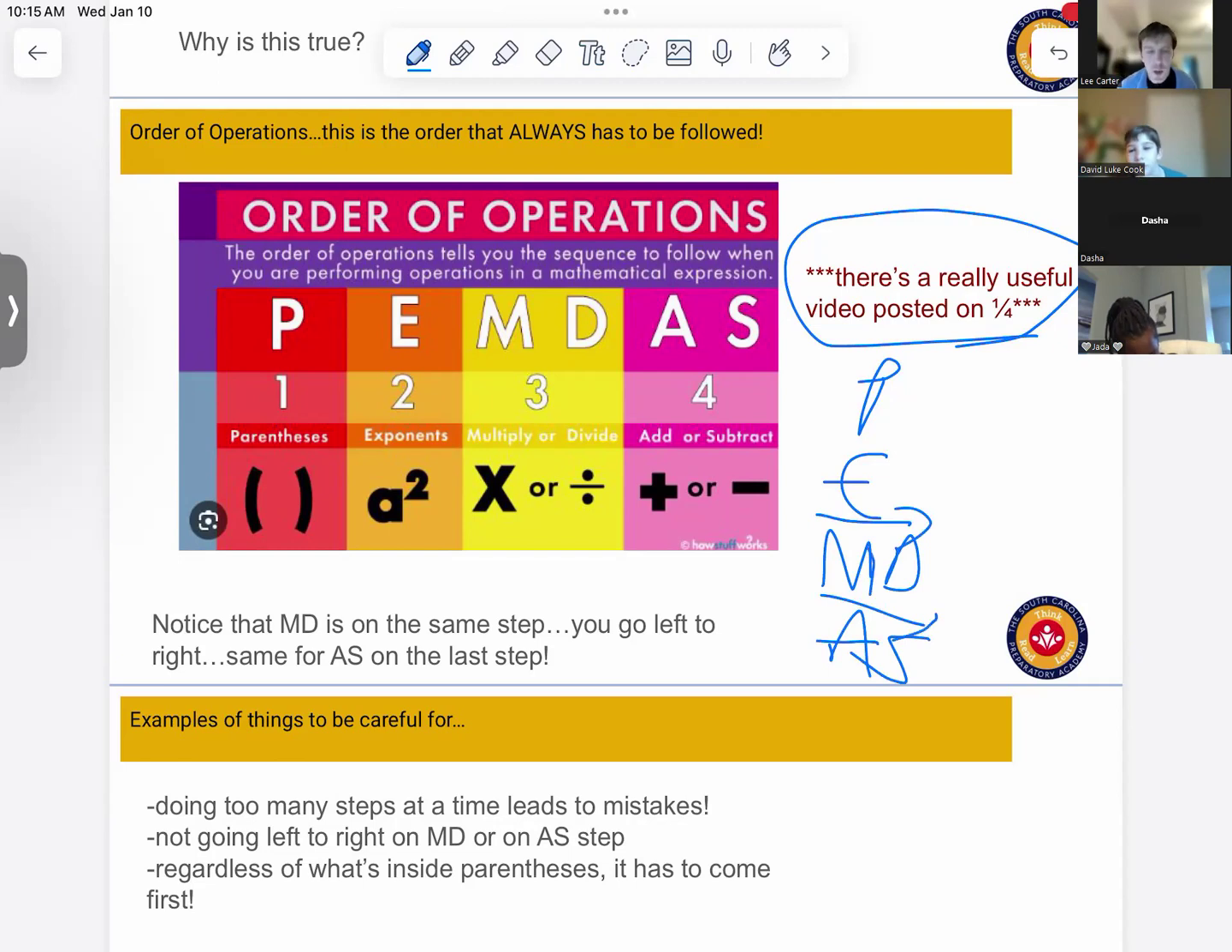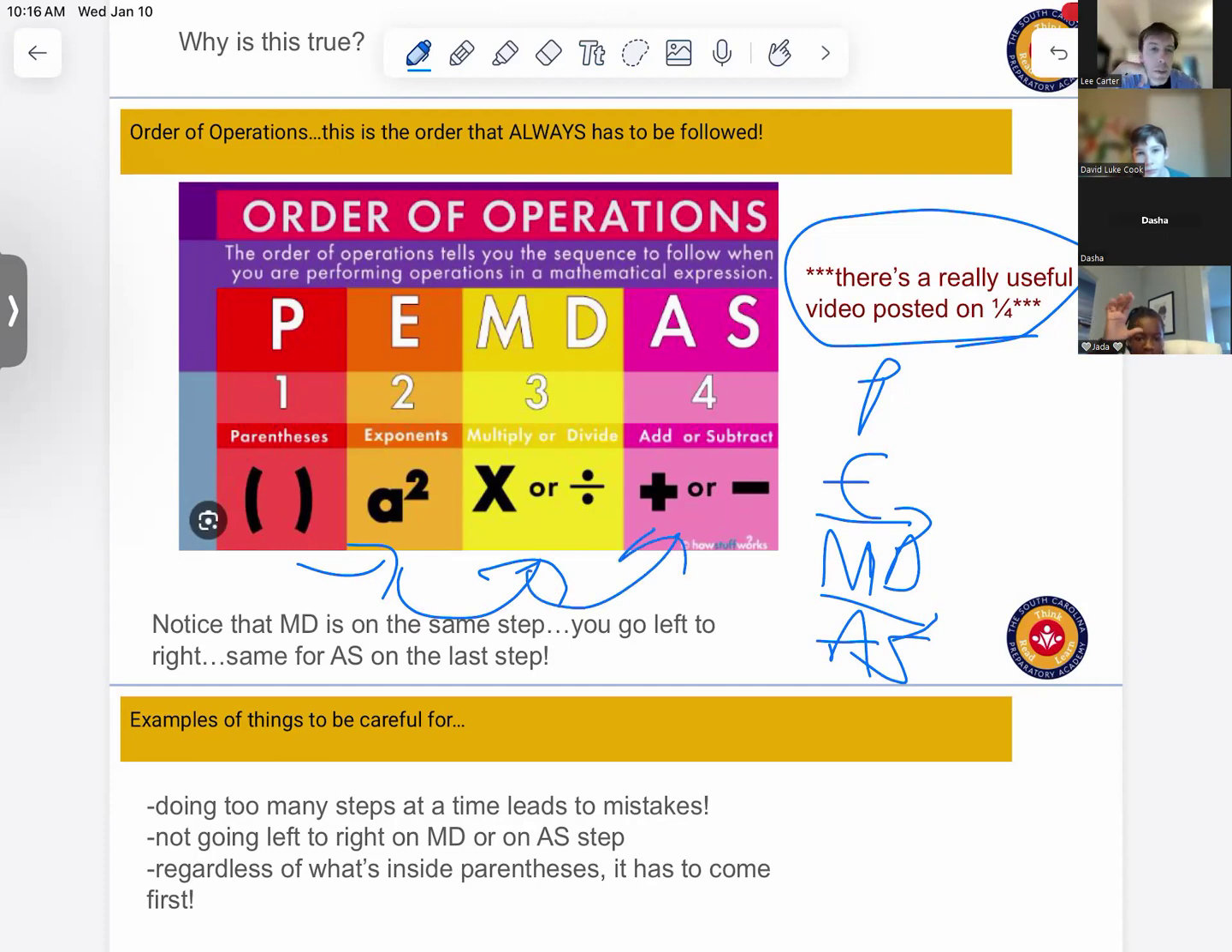Okay. Now, what I want you to see here is that you go parentheses first, finish your parentheses, then you go to your exponents, finish your exponents, then you go to multiplication and division. Now, multiplication and division are on the same step, so we go left to right on those. Okay. Then we finish multiplication and division, and we go to adding and subtracting.